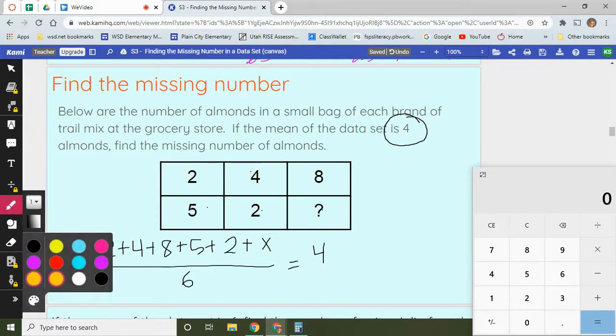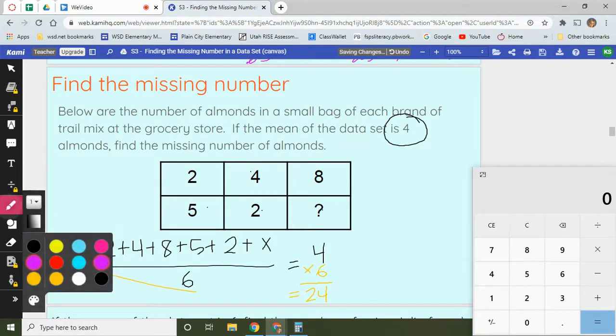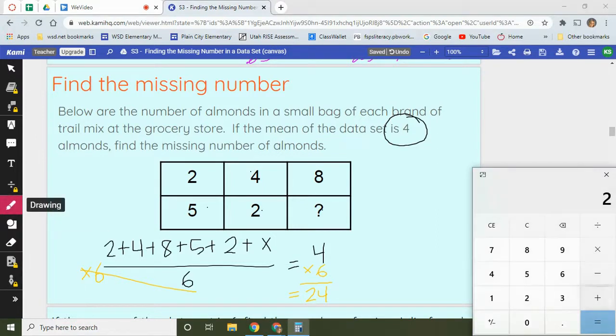And then I start solving this equation. So instead of dividing by 6, I do the inverse, times by 6, which I know is 24. Okay, then I add up all the numbers. 2 plus 4 plus 8 plus 5 plus 2 gets us 21 plus x, right? So I have to subtract 21. 24 minus 21, I know that, right? It's 3. So our missing number is 3.